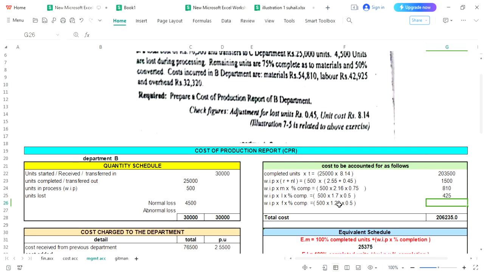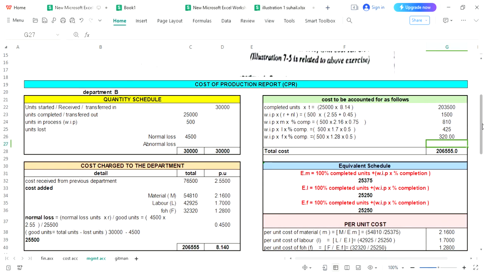It's time to calculate work in process cost for FOH. So what it is, 500, and it would be multiplied by 1.28, again multiplied by 0.5. So finally you have put all the amounts for cost of work in process for FOH. This is your final 320. So in this way you have completed cost to be accounted for as follows.